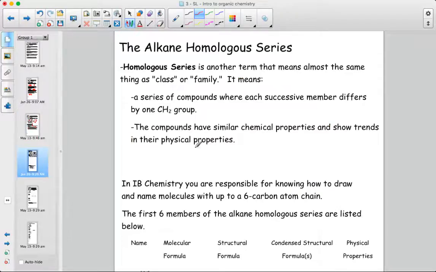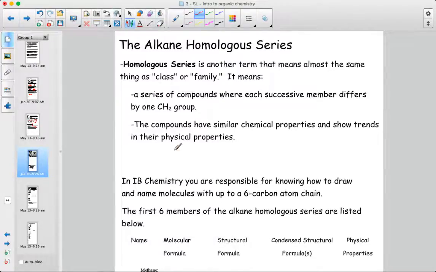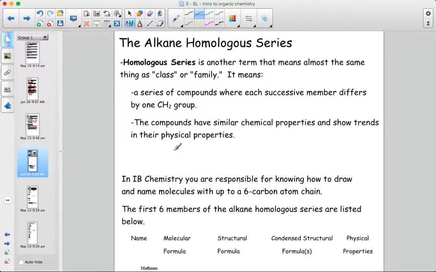This term homologous series is sort of another term for class or family. It does have a lengthy definition. It's a series of compounds where each successive member differs by one CH2 group. And the compounds have similar chemical properties and show trends in their physical properties as their carbon chain gets longer.